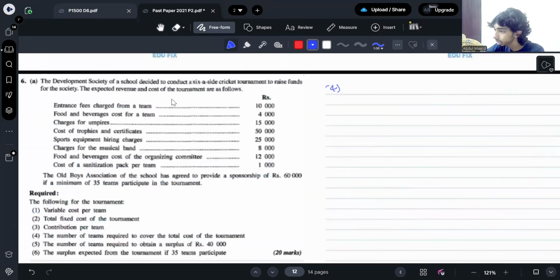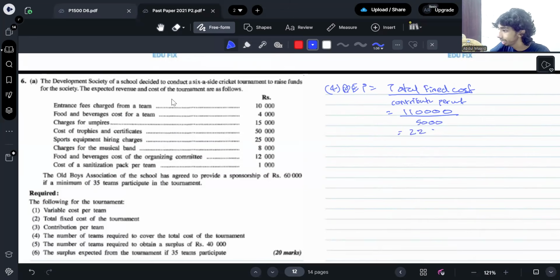So fourth one, BEP equals total fixed cost divided by contribution per unit. Total fixed cost 110,000 divided by contribution per unit 5,000. 110,000 divided by 5,000, that's going to be 22 teams. At least 22 teams should join for you to come to a level where you're covering your total cost. If less than 22 teams join, you're going to incur a loss. If more than 22 teams join, you're going to get a profit.